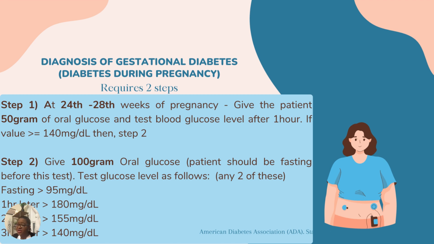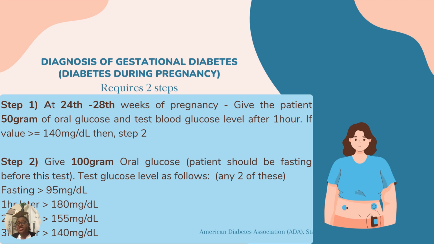If 1 hour after drinking this glucose, her blood sugar level is greater than or equal to 140 milligram per deciliter, then in order to be sure, we'll take the second step. So that is why it is called a two-step method. In the second step, the pregnant woman has to meet any two of these criteria in order to be diagnosed with gestational diabetes. Now, in this second step, the pregnant woman needs to be fasting.